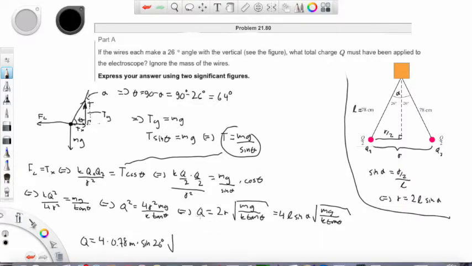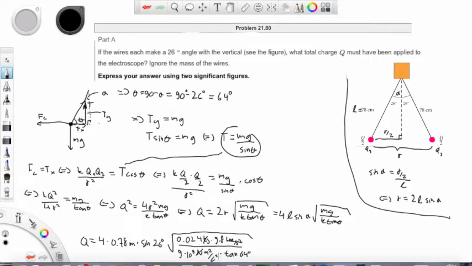The mass of each of the bobs, 24 grams, 0.024 kg, times 9.81 meters per second squared. And k is the constant, 9 times 10 to the 9 newton meter squared divided by coulomb squared, and tangent of theta, which is tangent of 64 degrees. So if you look at the units, kg times meters per second squared is newton.